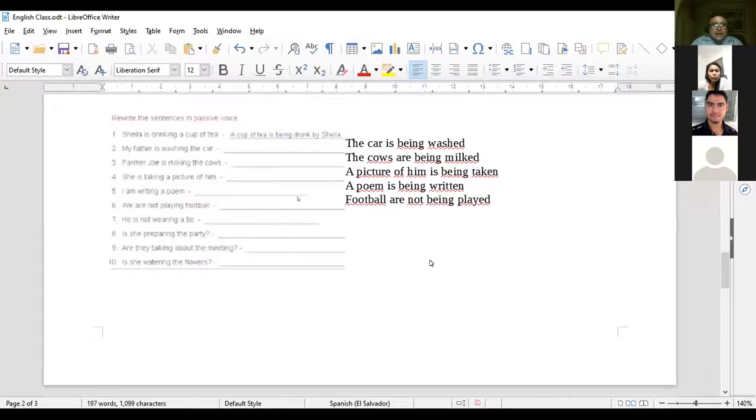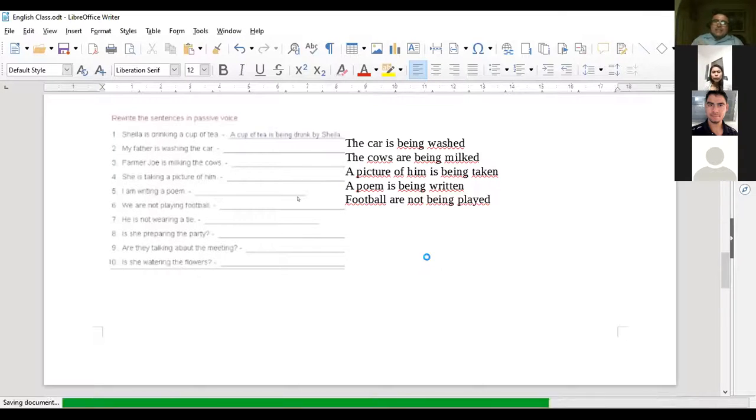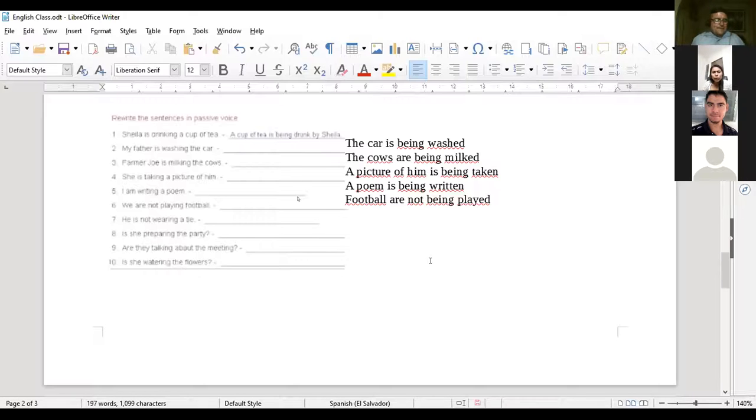Okay, football. Now, when you say football, what is the personal pronoun that we use instead of football? Like if I said Maria, the personal pronoun is she. If I say Carlos and Jaime, that's they. When I say football, what is the personal pronoun? It, exactly. So is it plural or singular? Singular. So football is not being played. Yes, the rest is perfect. Very good.